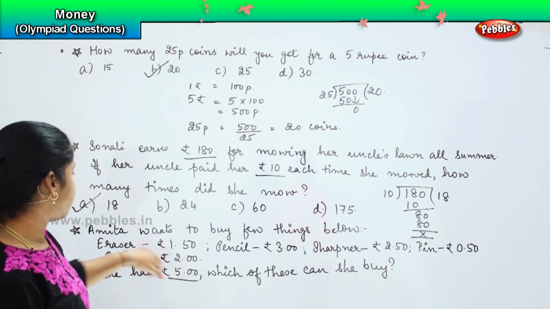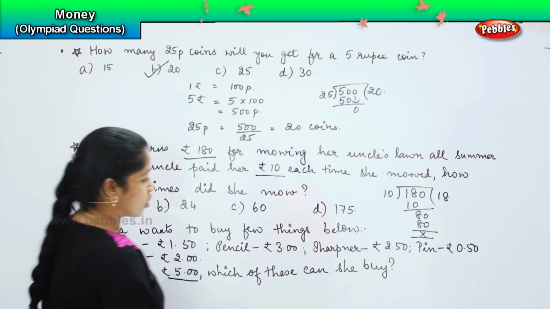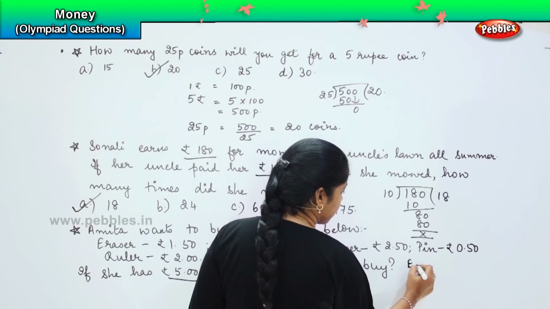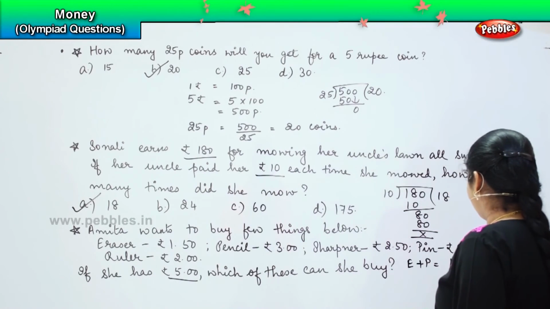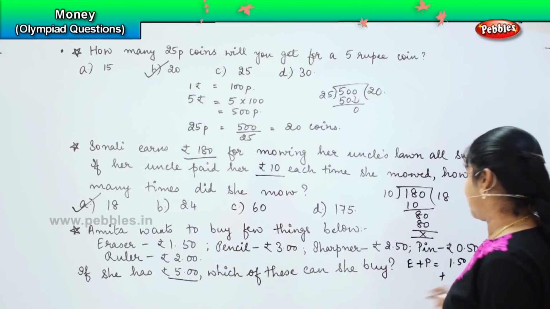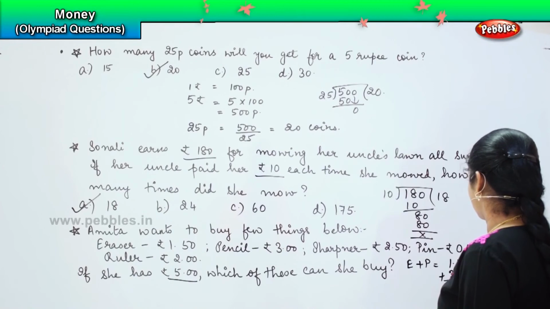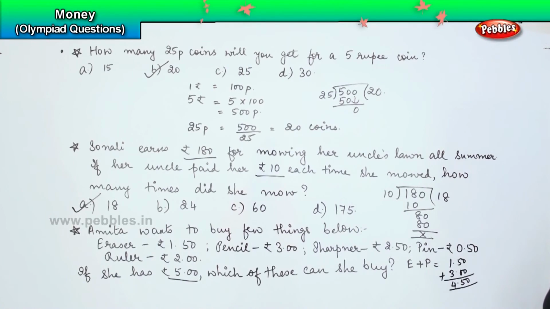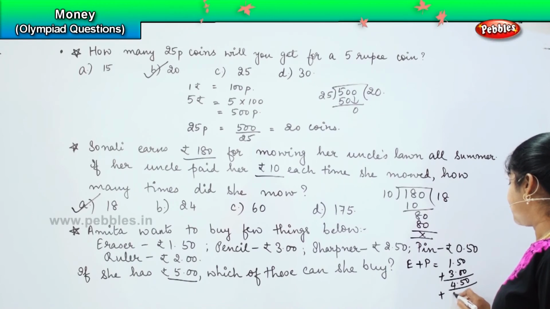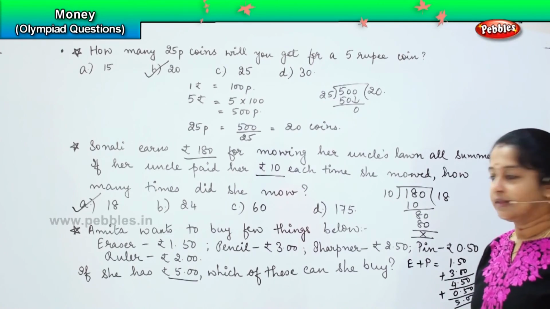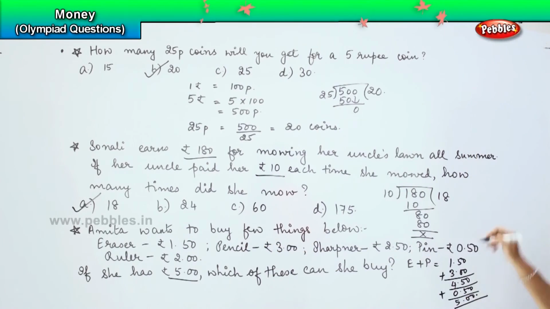So let's take, if she is buying the eraser and a pencil. Okay. So eraser works out to rupees 1.50 plus pencil works out to rupees 3. Yes. So it will be 4.50. So she still has 50 paise left with her. Is there anything which she can buy in 50 paise? Yes, she can also buy a pin here. So in 5 rupees, she can buy 3 items. That is eraser, pencil and a pin.